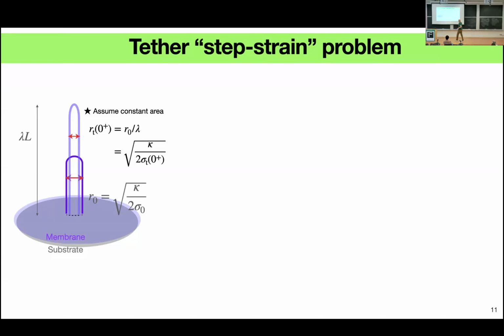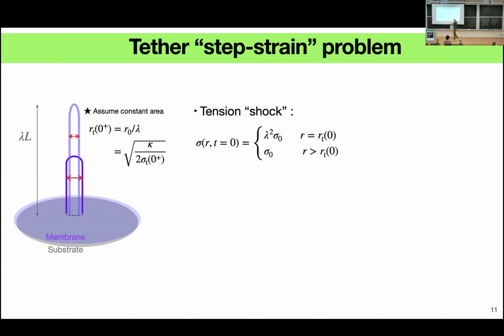But now, remember a few slides back, I showed that even out of equilibrium, modulo some assumptions that we can justify, we always have this relation between the tether radius and the tension along the tether, the square root relation. So that means that if the tether radius is decreasing by a factor of lambda, the tension there is increasing by a factor of lambda squared. Meanwhile, the tension in the surrounding membrane is completely unconscious of what just happened near the tether and still has its initial value sigma 0. So we have a kind of tension shock, a bit like a thermal shock.